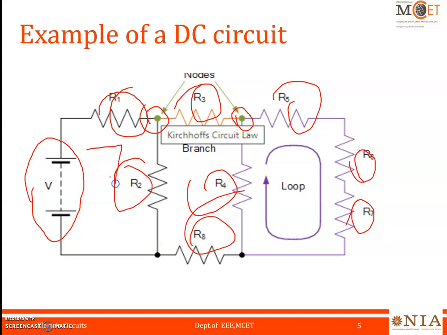Now a closed path for the current flow is called a loop. So this is one loop, this is a second loop and this is a third loop. So here there are three loops available, 4 nodes and 3 loops. The number of branches: 1, 2, 3, 4, 5, 6, 7, 8. There are 8 branches available. Okay, so this is an example of a DC circuit.